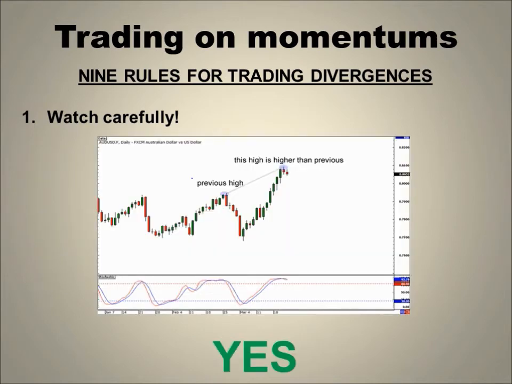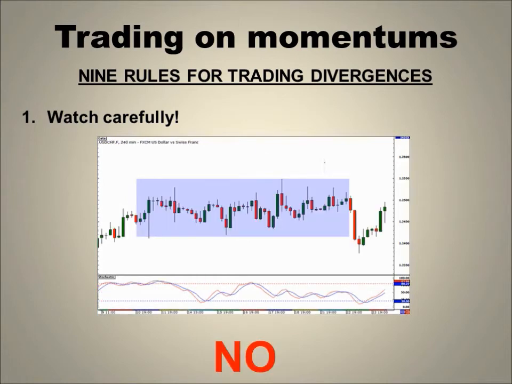So here we see that the highs are getting higher, and here the market is oversold, so that could tell us that we should short this pair. However, it would not be a good idea to use divergences when the market is ranging like this. So again, when the market is trending, we can use divergences, but when the market is ranging, no.